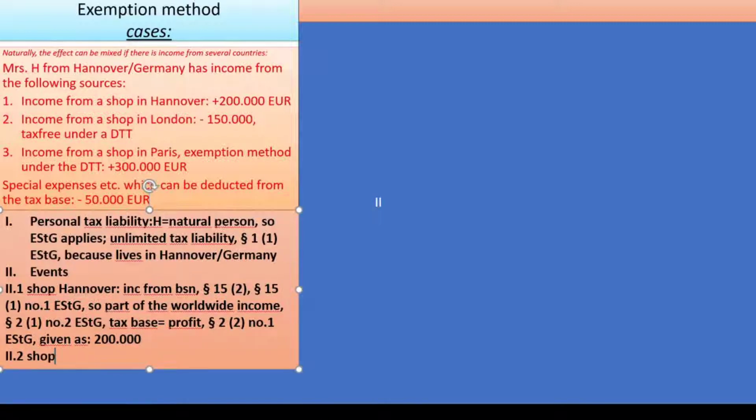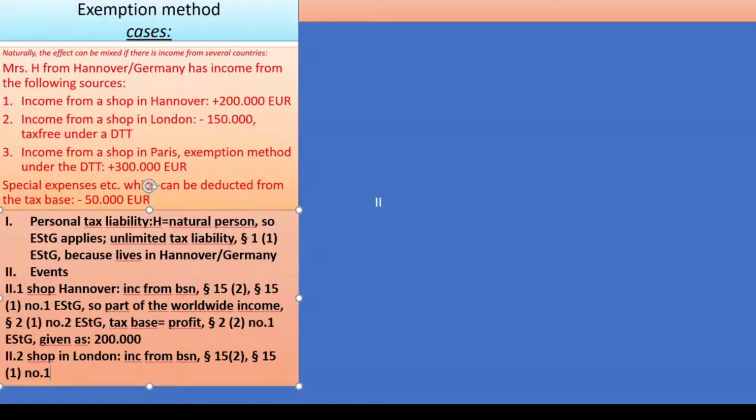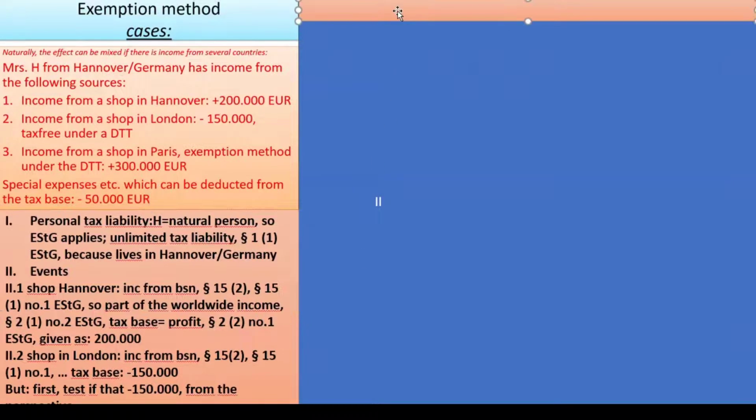Now 2.2 is a shop in London. That's also income from business, 15.2, 15.1 number 1, and the tax base is minus 150. But first, test if that minus 150 exists at all from the perspective of the German Income Tax Act.